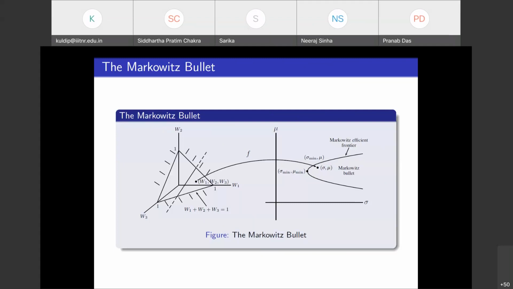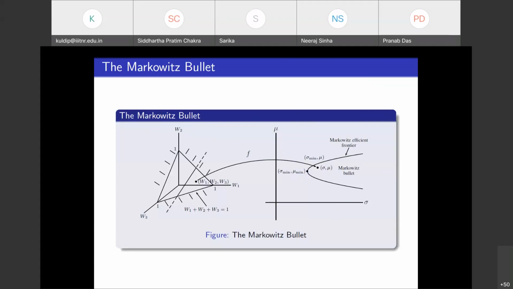Now, instead of fixing mu, if I fix sigma and draw a vertical line here, then you will see that along this line, the sigma is the same, but the expected return is going to be highest here. So obviously, as an investor, if I fix my expected return, I will take the portfolio with the lowest risk, or if my risk is fixed, I'm obviously going to take the portfolio with the highest return, or I'm going to simply take that portfolio which is the minimum risk.